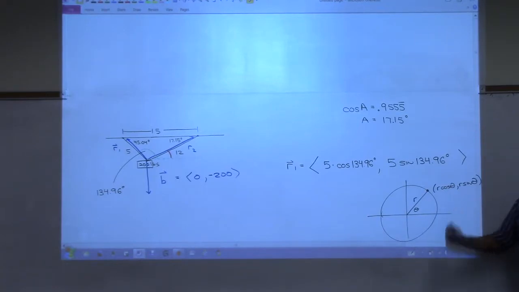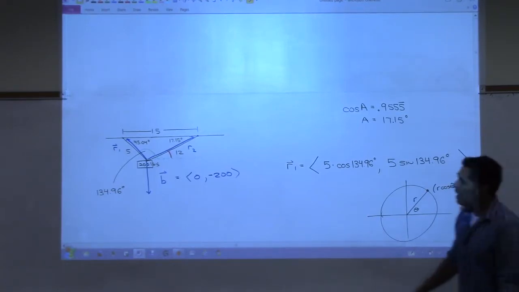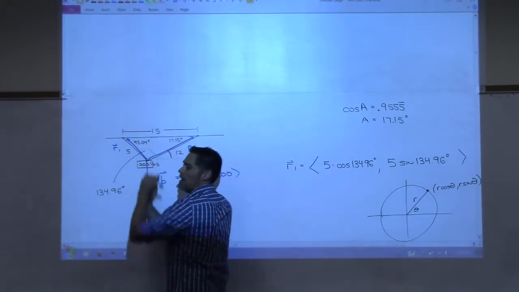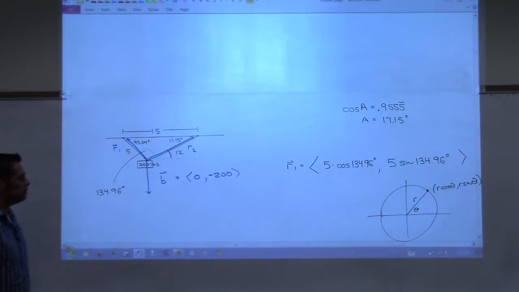Professor, where did you get the 5 from? The length of this rope is 5. So it's the length of the vector. Oh, okay.